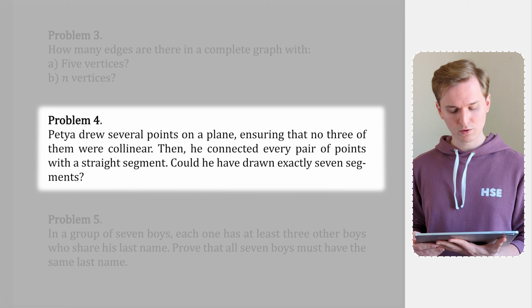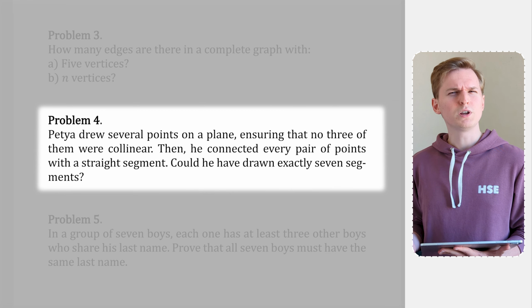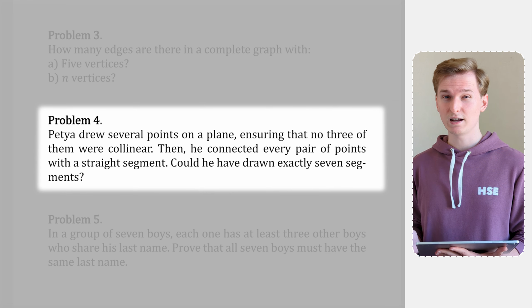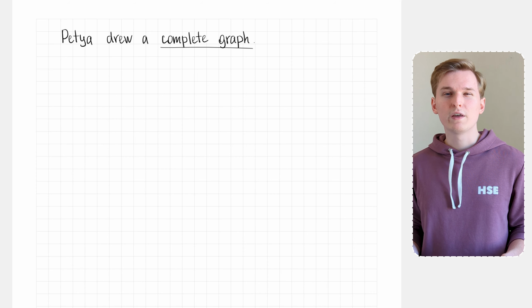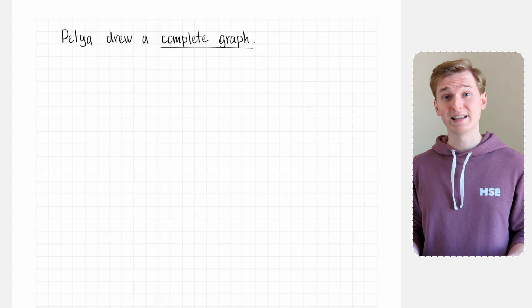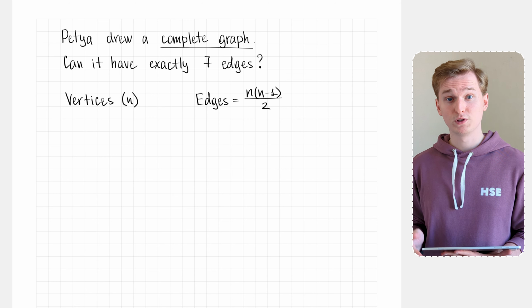Peter drew several points on a plane, ensuring that no 3 are collinear, and connected every pair. Could he have drawn exactly 7 segments? From the description, we recognize that Peter drew a complete graph. The question is whether a complete graph can have exactly 7 edges. Let's find the number of edges for different numbers of vertices using our formula.